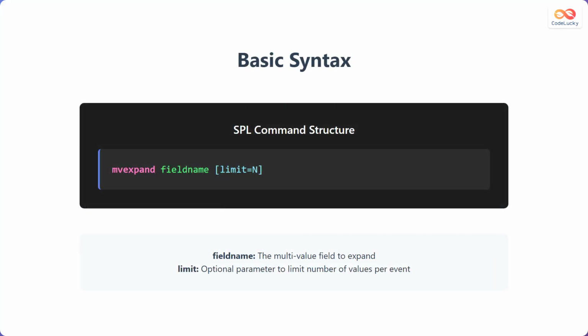The basic syntax for the mvexpand command is straightforward. You use the keyword mvexpand followed by the field name you want to expand. Optionally, you can include a limit parameter using limit equals n, where n is the maximum number of values you want to expand per event. The field name represents the multi-value field you want to expand, while the limit parameter helps control the number of values processed from each original event.